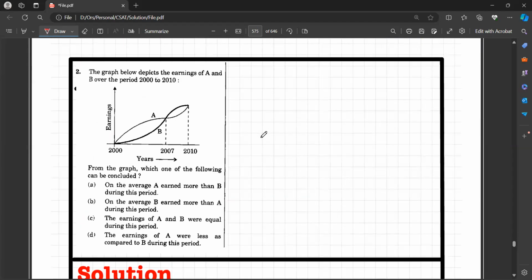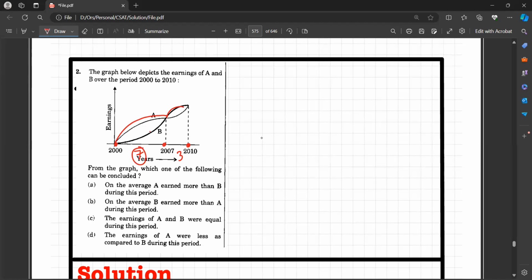The graph below depicts the earnings of A and B over the period 2000 to 2010. From the graph, which one of the following can be concluded? On the average, A earned more than B during this period. Is it so? Let's see. 2000 to 2007, 7 years gap. 2007 to 2010, 3 years gap. In these 7 years, A earned more than B. Now, B earned more than A in 3 years.